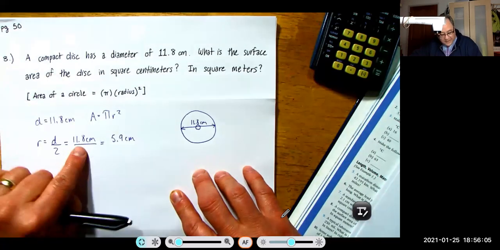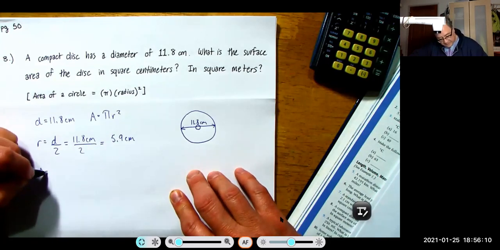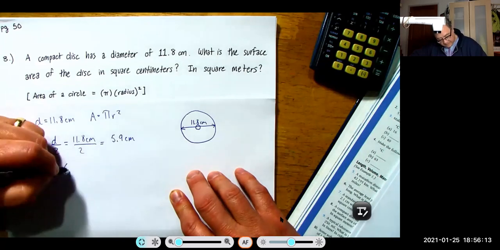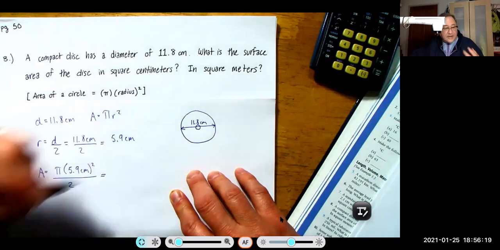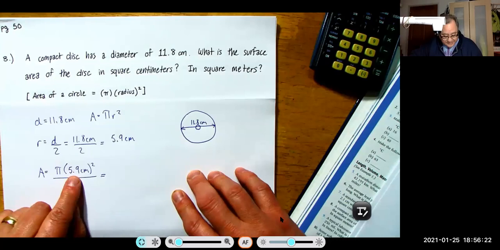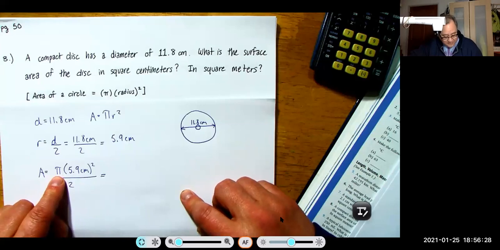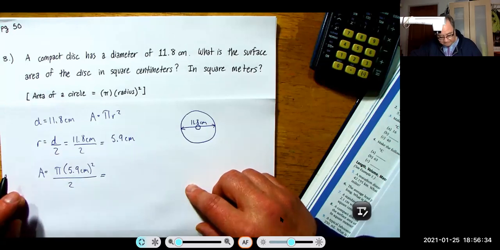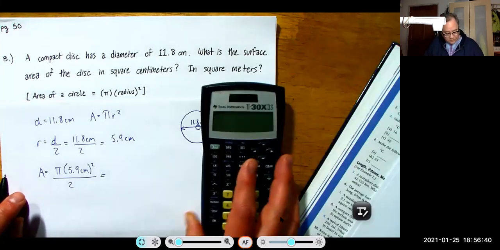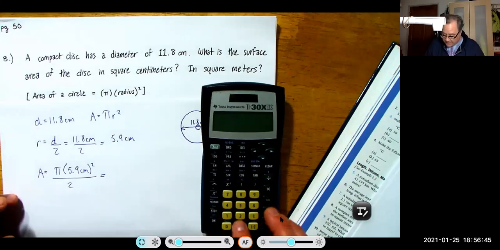And half of 11.8 is 5.9. I plug this in here and get an estimate. This is about 6. 6 times 6 is 36. 36 times 3 is about 100. And 100 divided by 2 is 50. So the answer should be 50-ish if I'm thinking about this right. But I don't know. It's pretty late. My brain gets fried about this time of night.